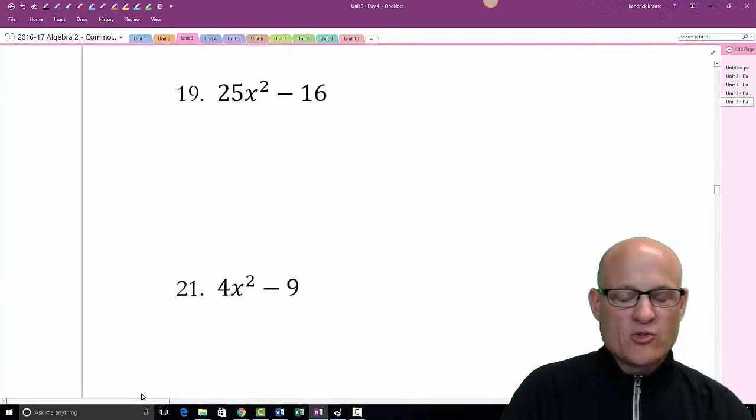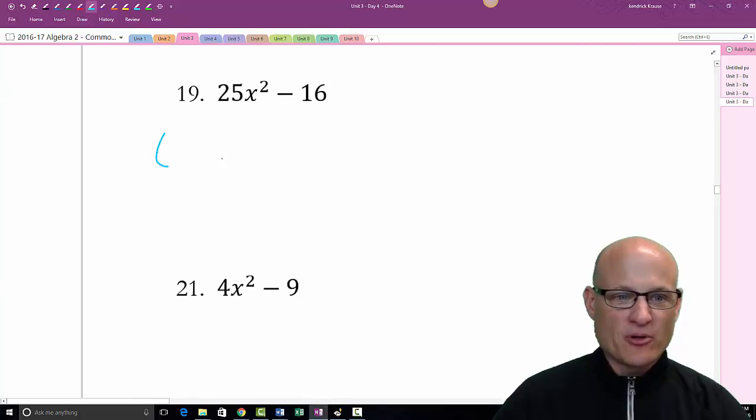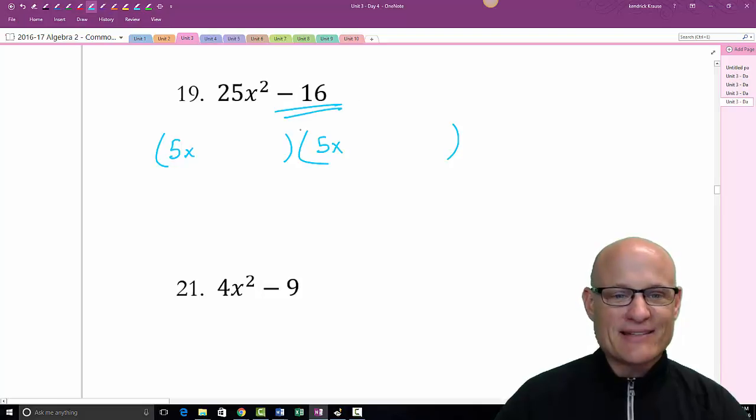Keep going. 25. Well, 25 is a perfect square. What multiplies to 25? Oh, 5. And don't just put 5x and 5x. I know that. Now be careful here. What multiplies to 16? Positive 4 and negative 4. A lot of kids want to put 8 there. How many of you just did?